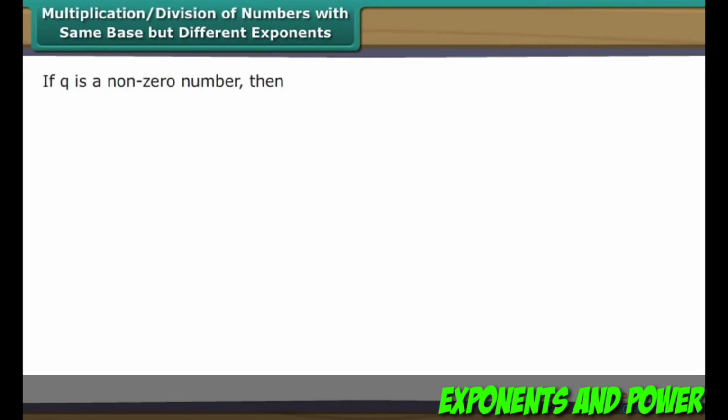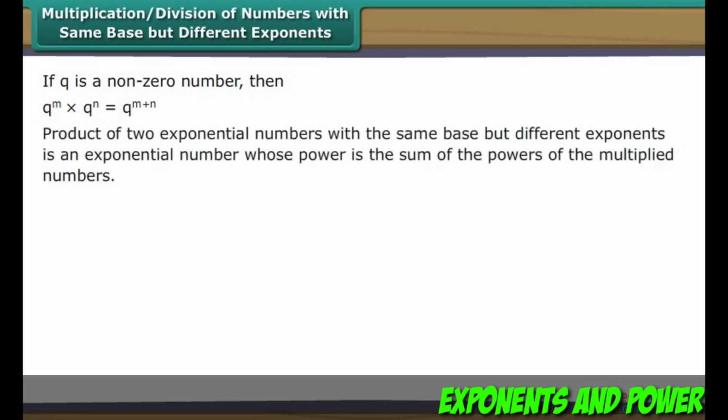If q is a non-zero number, then q raised to the power m into q raised to the power n is equal to q raised to the power m plus n. Product of two exponential numbers with the same base but different exponents is an exponential number whose power is the sum of the powers of the multiplied numbers. Let us understand the law with the help of some examples.